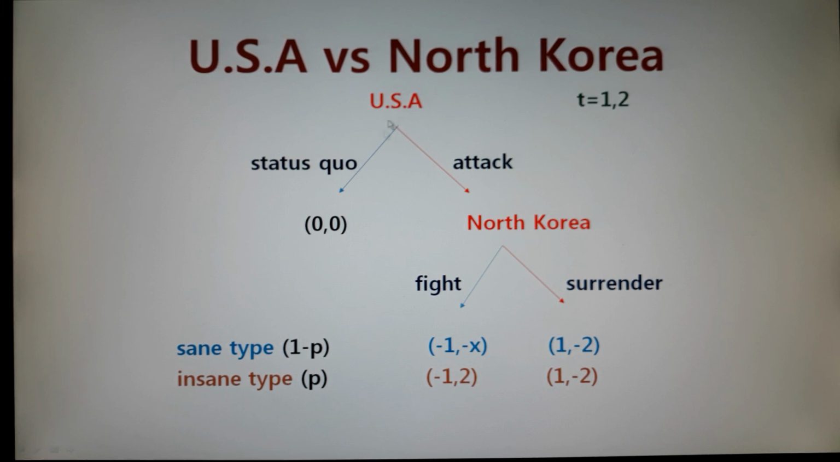Second worst, US stays out, status quo. North Korea gets 0. The worst thing is the US attacks, North Korea surrenders, and gets minus 2. I mean, you have an expression that somebody has a death wish. And if someone has a death wish, we don't think he is a sane, normal person. He must be crazy. And there is a wide perception that North Korea might be just like that.